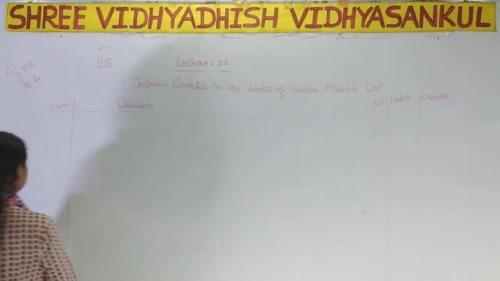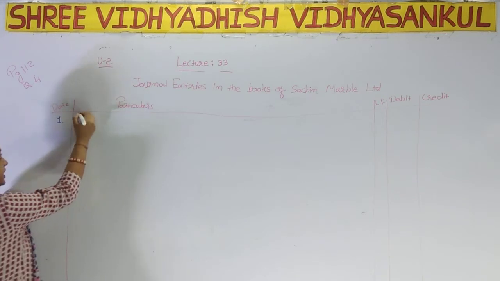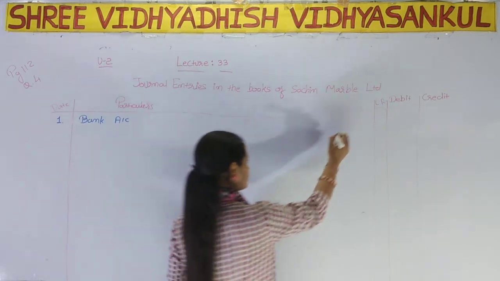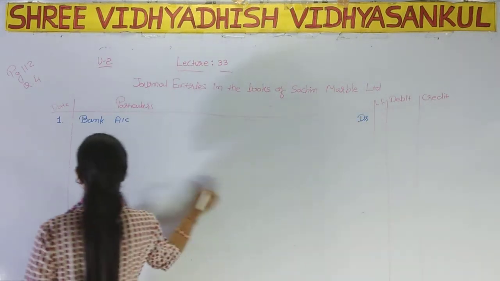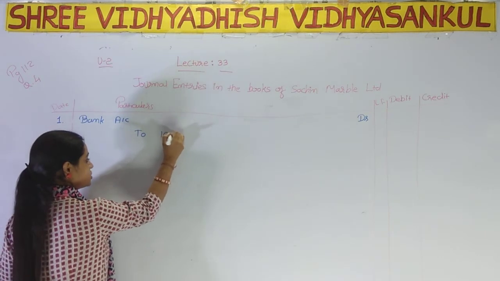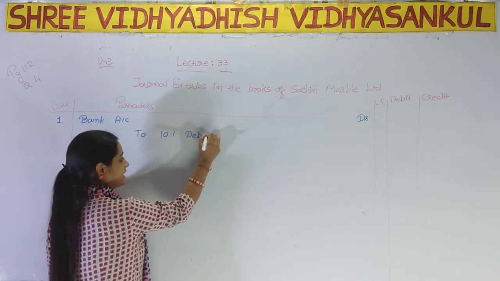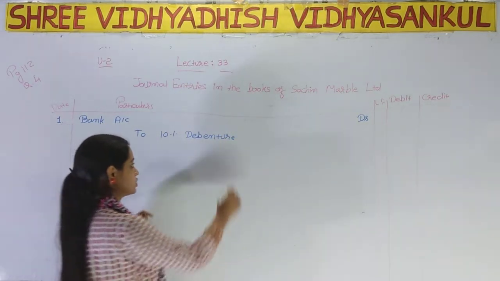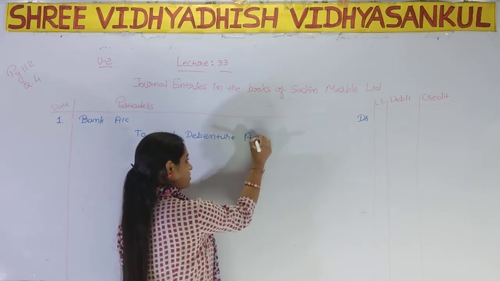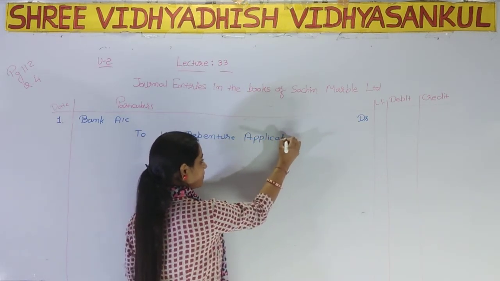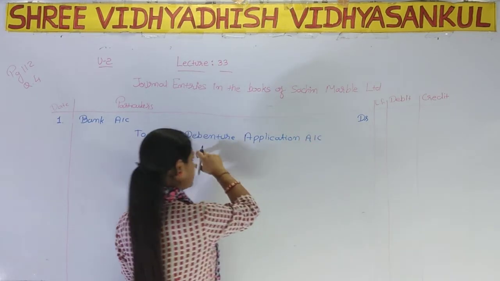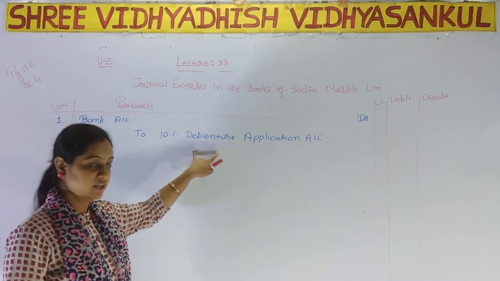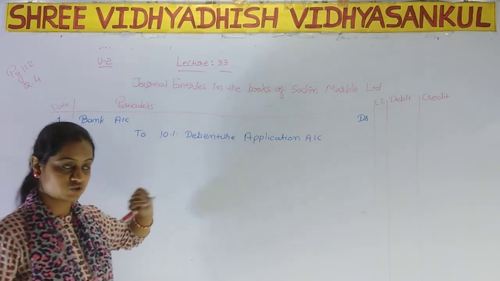The first one will be for receiving application money. So the entry will be bank account debit to, the name of debenture is 10%, right? So we'll write 10% debenture. We have demanded, we have received the money of application. So we have to write 10% debenture application account. Instead of writing to equity share application account, we have to write to 10% debenture account. Debenture will be common, only the rate of interest will change, right?